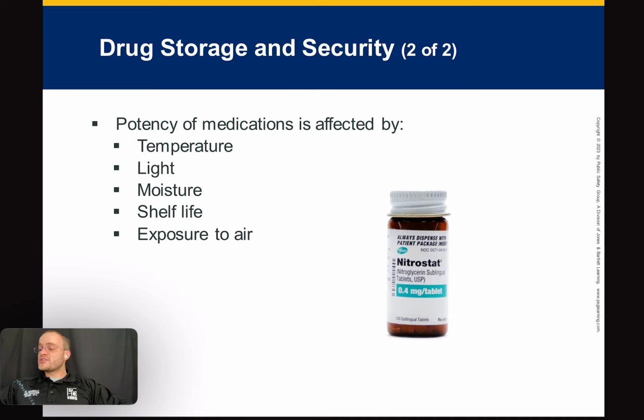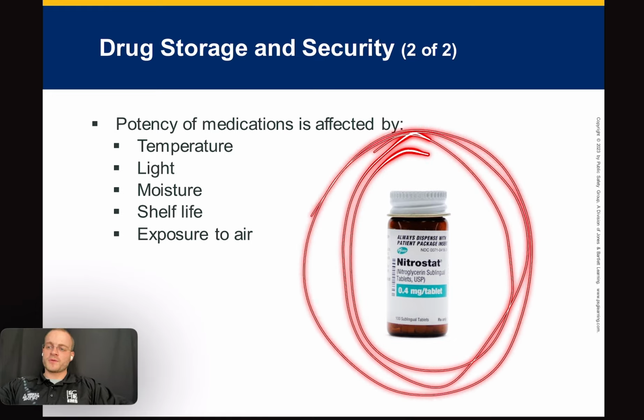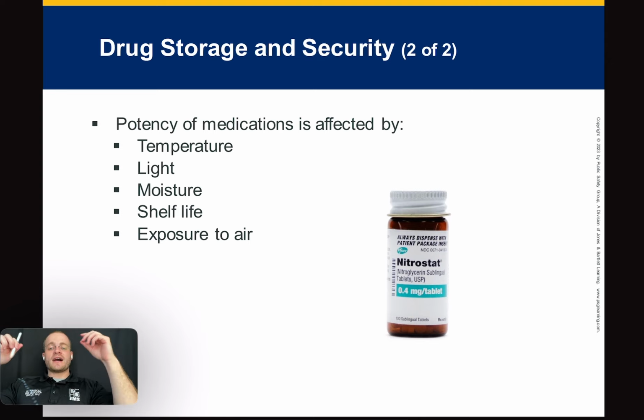Now, medications, some of them are really sensitive, and I put a picture. This is Nitrostat, oral nitroglycerin. It's used for chest pain. EMTs can help administer this. It is very unstable. Nitroglycerin's unstable, so it has a short shelf life, and there's a couple considerations of it.